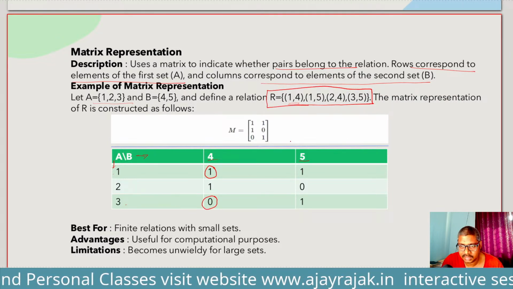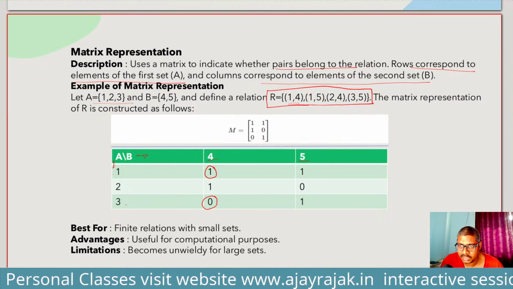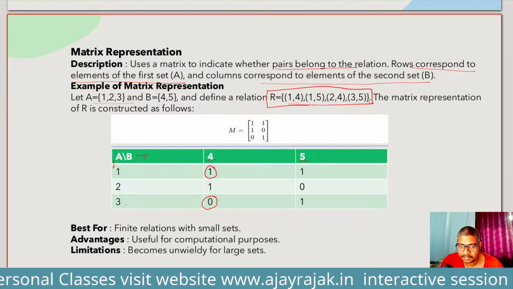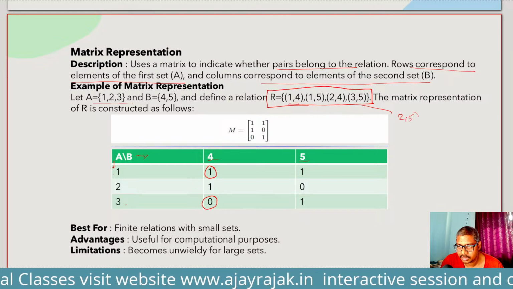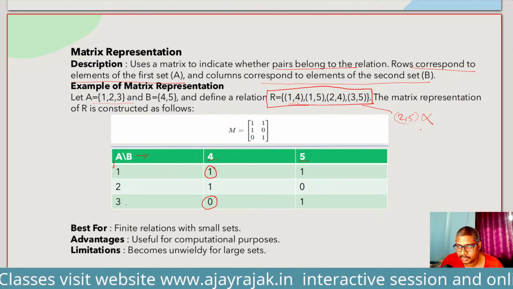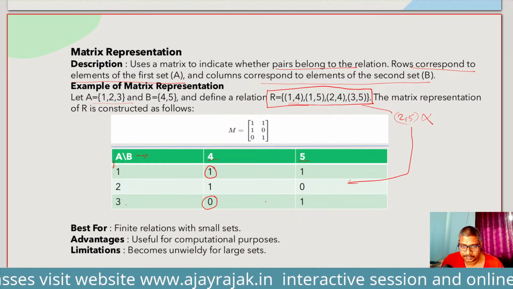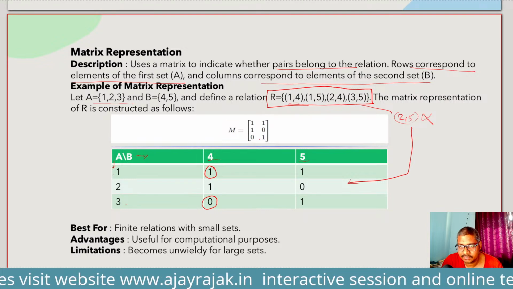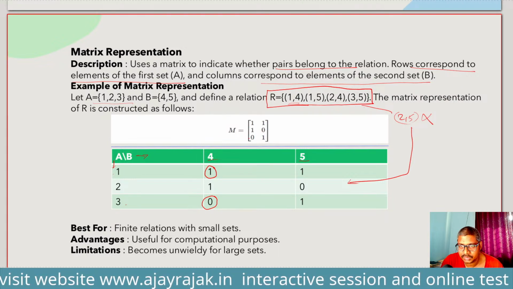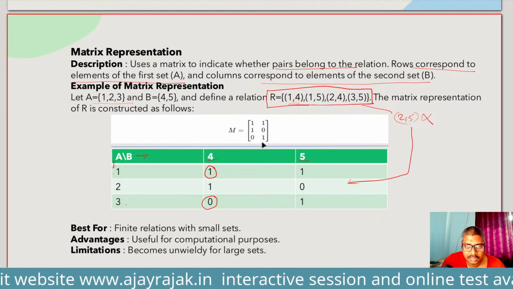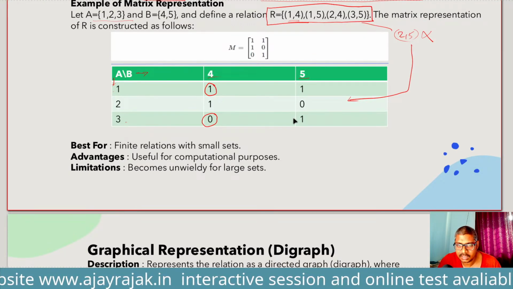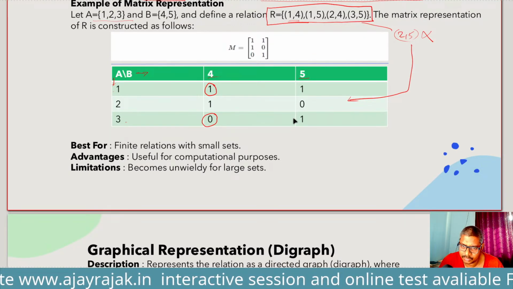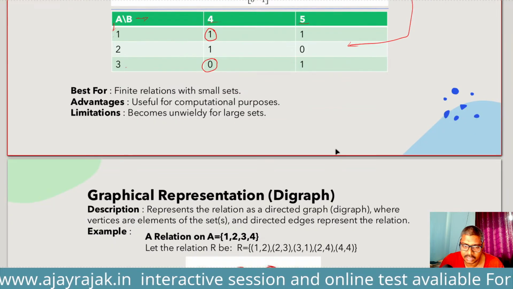Because they do not have any relation. Same with 5: 1 is related to 5, 3 is related to 5, but 2 is not related to 5 in this relation, so we will represent it here as 0, and we will collect it in a matrix format: 1 1 0 1 0 1. So this is the relation matrix for the relation. So it's for finite relations, small sets, useful for computational purposes, and widely used for larger sets.